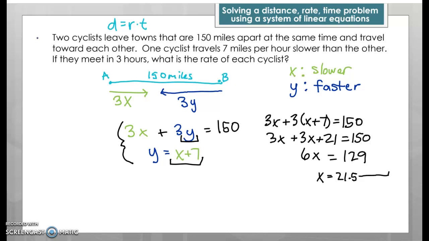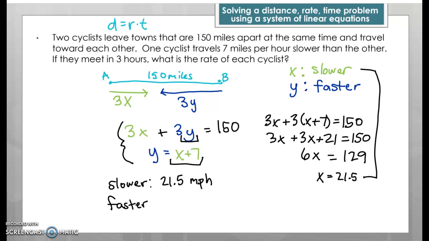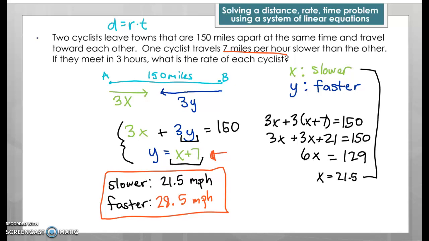Now remember, what was x? Well, x, I wrote that here, is the rate of the slower cyclist. So the slower cyclist is going 21.5 miles per hour. And the faster is going how much? Well, the faster I know is going 7 miles an hour more. So I'll take 21.5 and add 7 to get 28.5 miles per hour. So that's one example or one type of problem that you might see that involves distance equals rate times time.